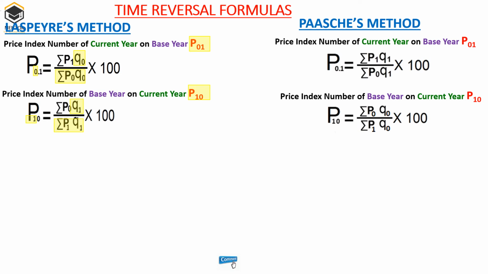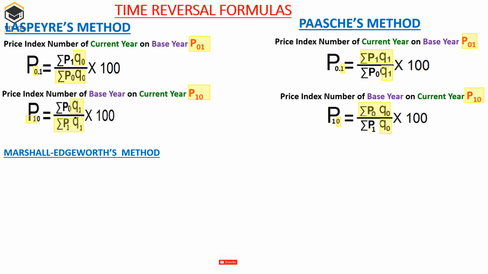Now if you notice here, the author has given the weight to the current year, so we have P1Q1, and Q1 is the weight given, so you have P1Q1 in the numerator and Q1 in the denominator. In the second formula, in time reversal, we have 0 in place of 1, so summation P0Q0 divided by Q0 we have. So this is all about the Paasche time reversal formulas.